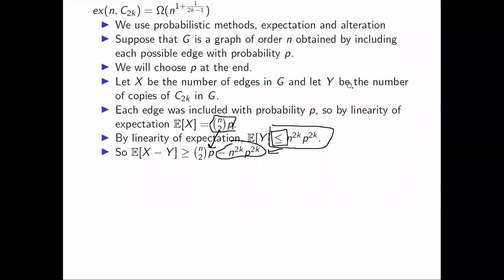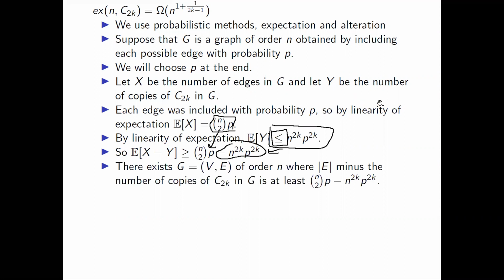Now, if we know that the expectation of X minus Y is at least this quantity, n choose 2 times p minus n to the 2k times p to the 2k, that means that when we run our experiment, the average of this quantity, X minus Y, is at least n choose 2 times p minus n to the 2k times p to the 2k. If we know that the average is at least this quantity, that means that there must be some element in our set that we're averaging over, which is greater than or equal to this quantity.